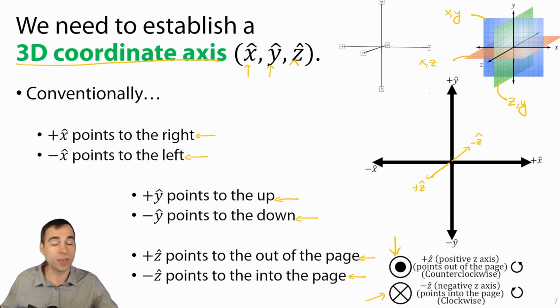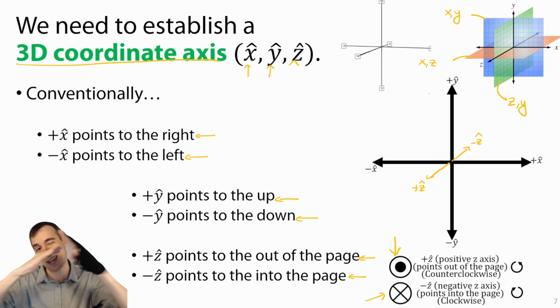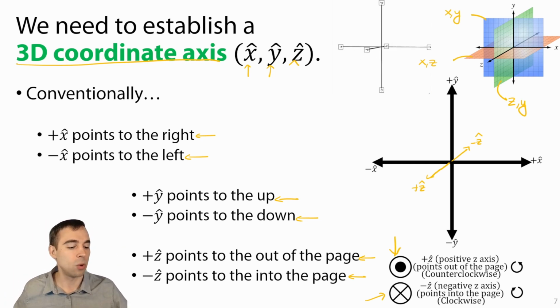And this symbol with an X in it represents the negative Z-axis, or the negative Z direction. We would say that this is like looking at the back of an arrowhead that has an X on its bottom. And we would also say that the negative Z direction sometimes can be considered the clockwise direction.